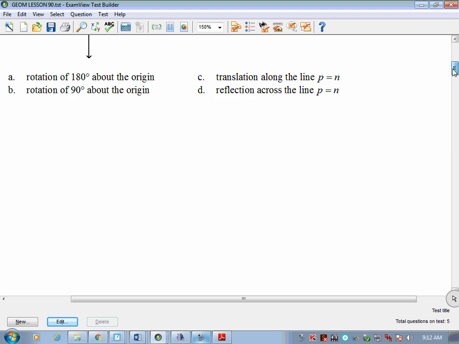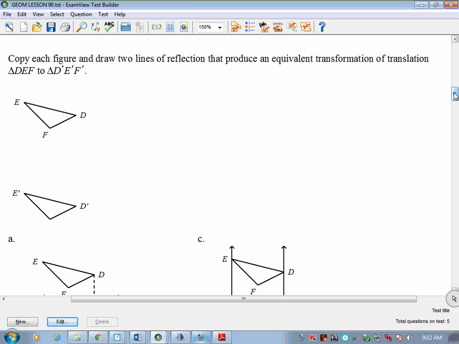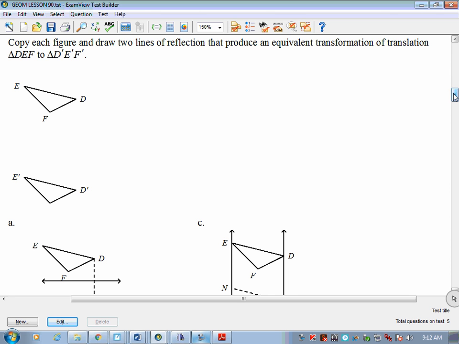All right, let's come down here a little bit further. Okay? Copy each figure and draw two lines of reflection that produce an equivalent transformation of translation from triangle DEF to triangle D prime, E prime, F prime, and some of this is even cut off. So let's try to fix this. All right, what does this look like from DEF to D prime, E prime, F prime?